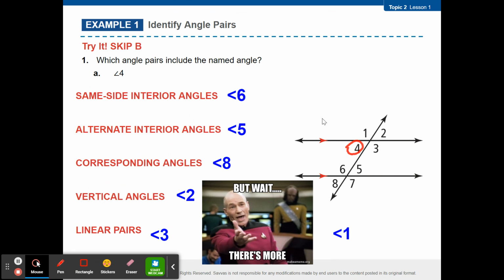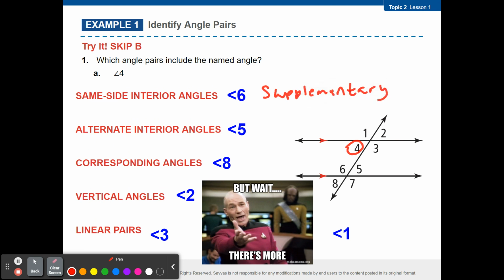Now, the things you need to know about when it comes to these things. Same side interior angles are supplementary. Alternate interior angles are congruent. Corresponding angles are congruent. Vertical angles you already know are congruent, and then linear pairs are supplementary.